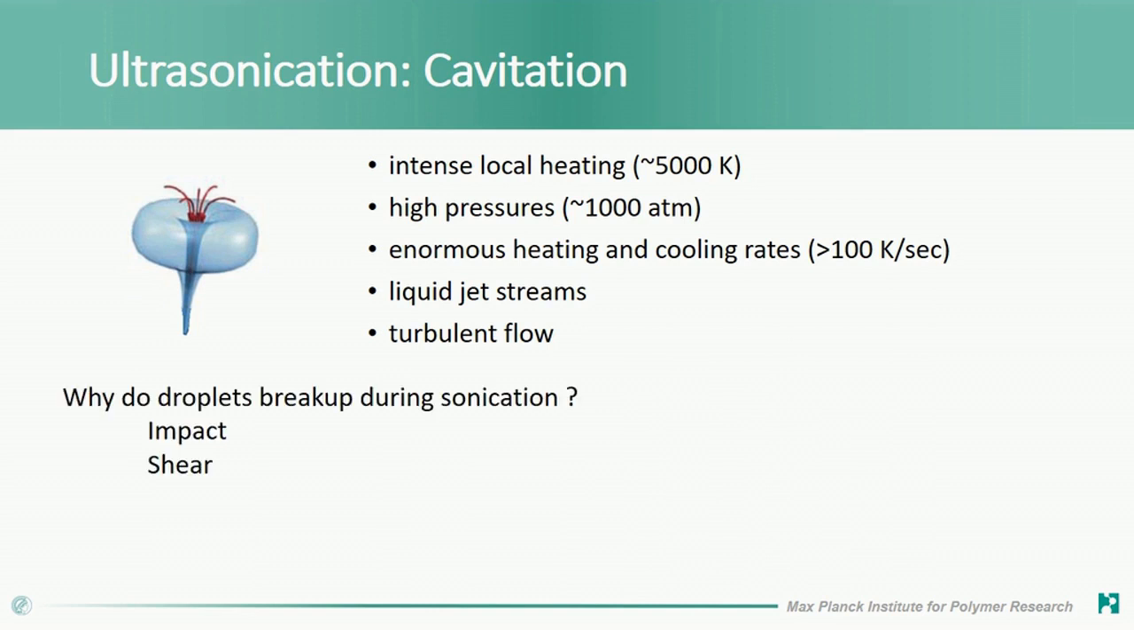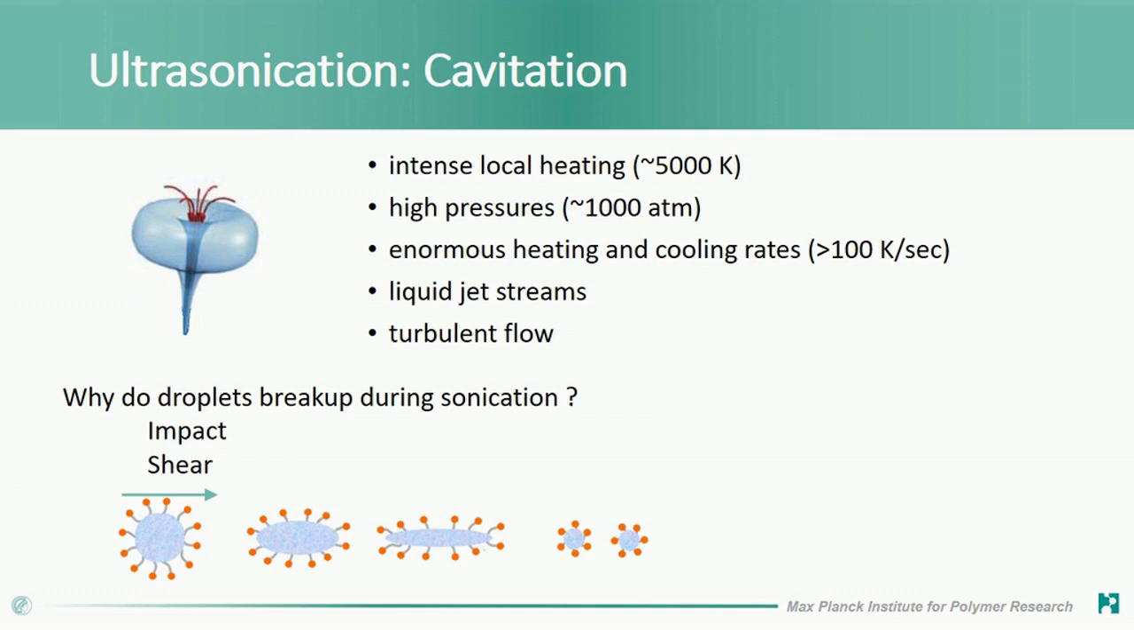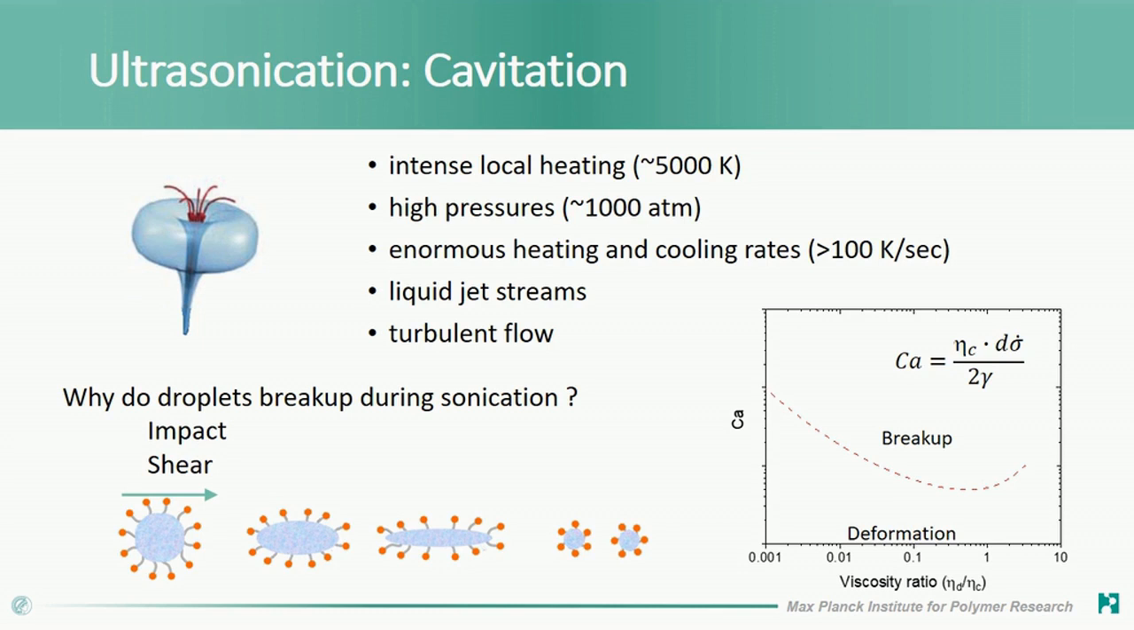So why do droplets break up during sonication? First of all, those jet streams could create impact between two droplets, but they also create very strong shear force. So if you elongate a droplet because you're shearing it, it will first deform, it will deform more, and at some point it will reach a breaking point, and then you will have 2 smaller droplets. This deformation and breaking could be predicted by the capillary number of the system.